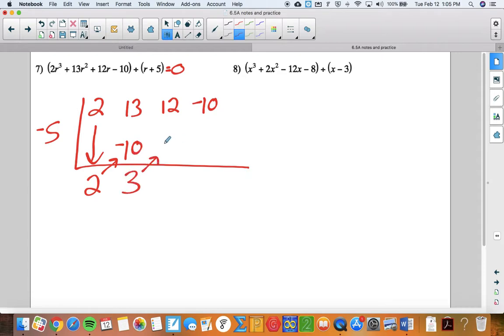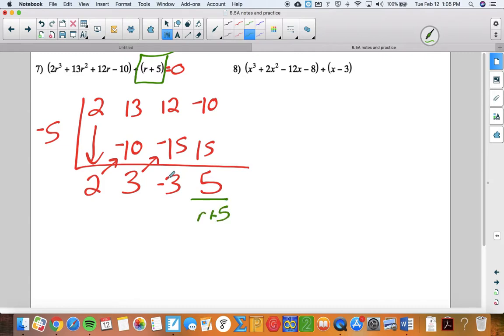Multiply that by your multiplier. You get negative 15. Add. Careful, you get negative 3. Negative 5 times negative 3 is positive 15. Add that together, you get 5. We are done with the synthetic division. However, this goes over this polynomial because that's your remainder, r plus 5.